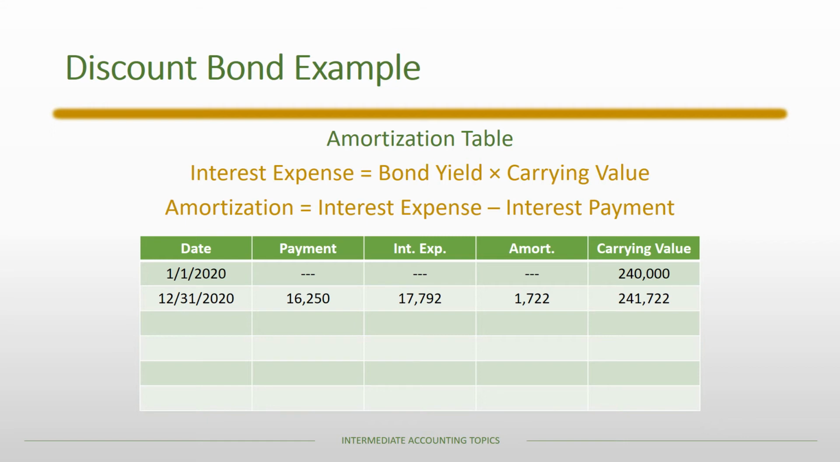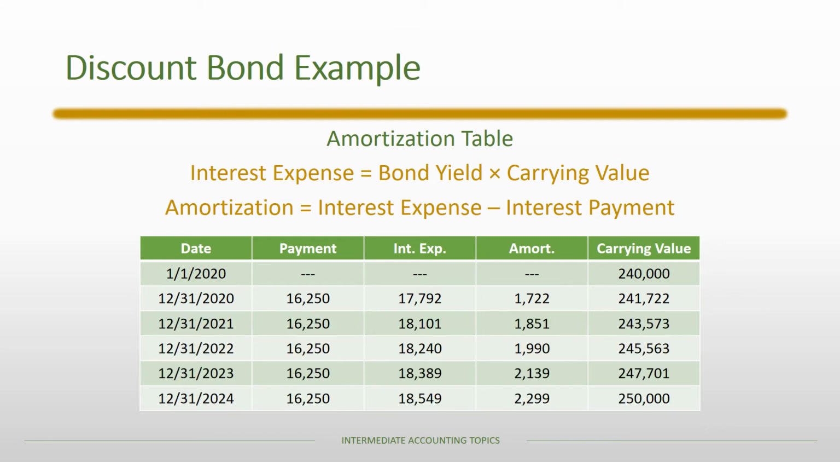Another way to think about it is that the interest expense is, quote unquote, how much you owe. That's sort of the economic reality of the transaction, whereas the interest payment is what you actually pay. And so you can see that we accrued more interest than what we actually paid. Therefore, the carrying value of the liability must increase for that difference. And so we complete the table following that same process.